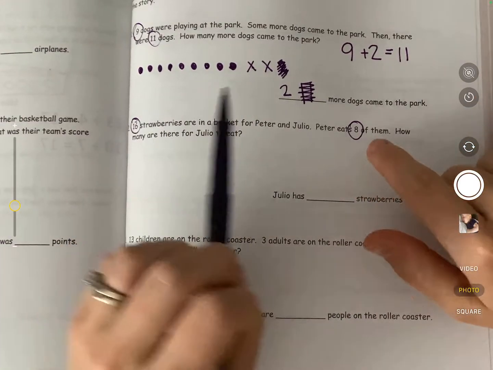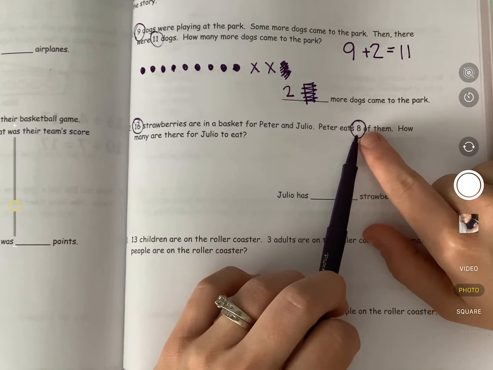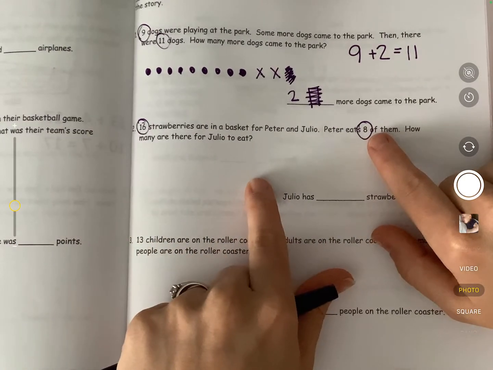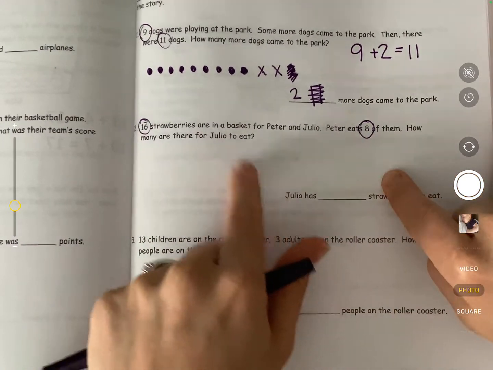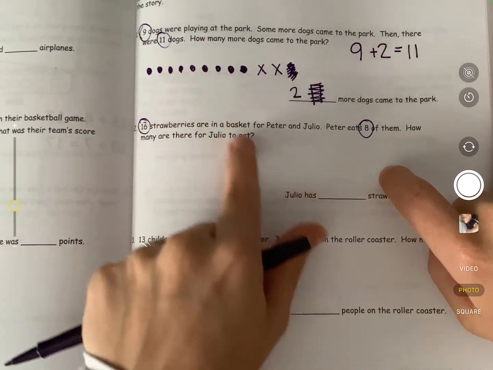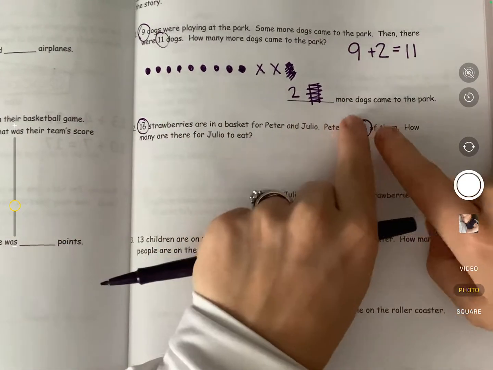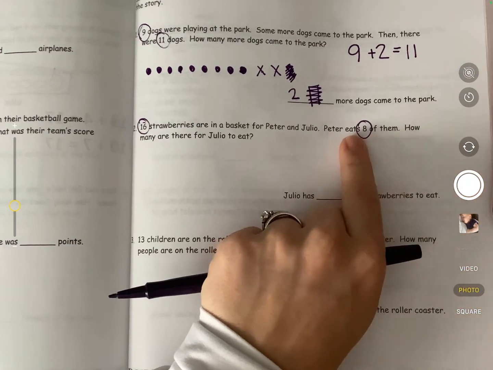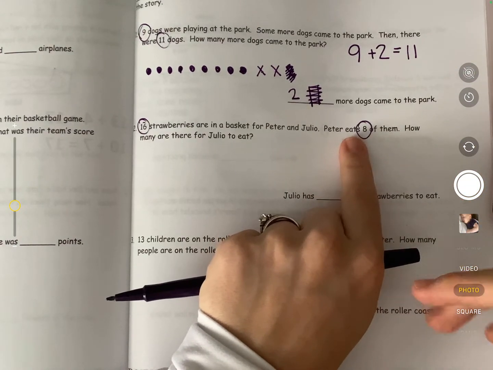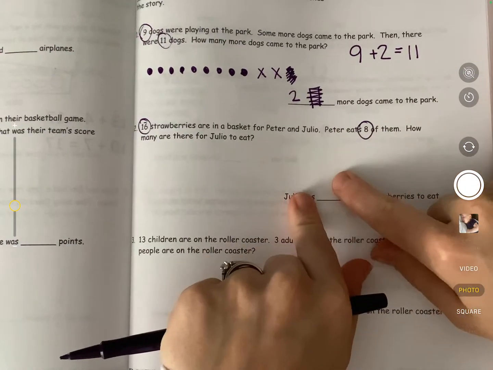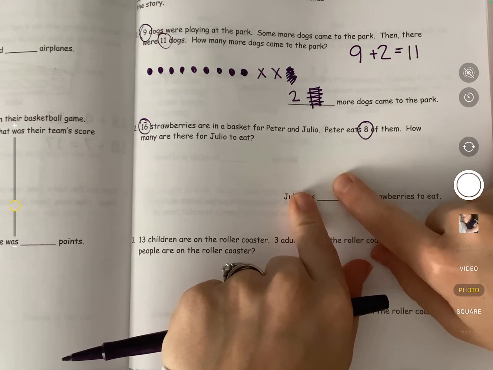Some people might have said, well, one of our parts is 8, so we need to draw 8. And then we can keep drawing until we get to 16. That's kind of like what we did up there. But since Peter is eating them, we're getting rid of them, it kind of makes sense to cross out here. So I think we're going to do some crossing out.